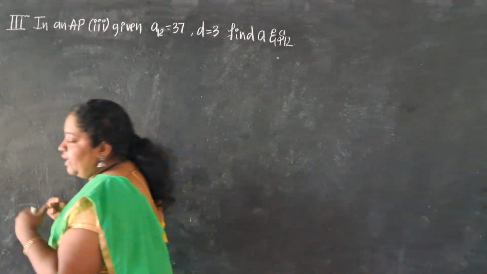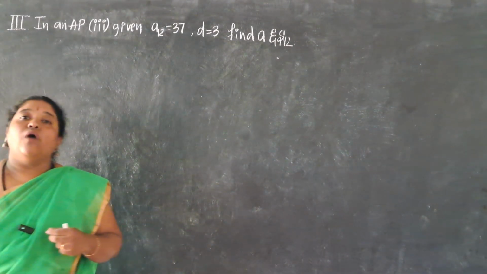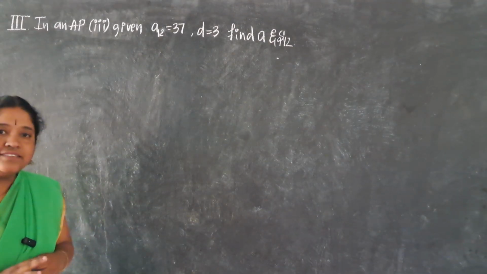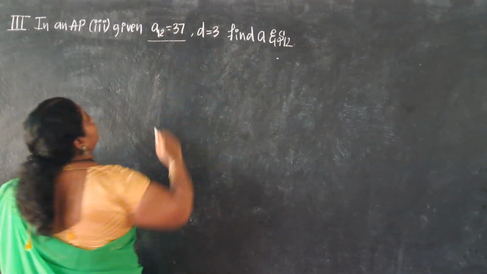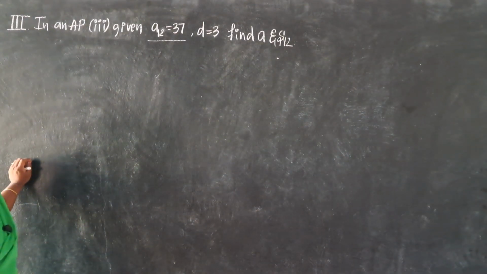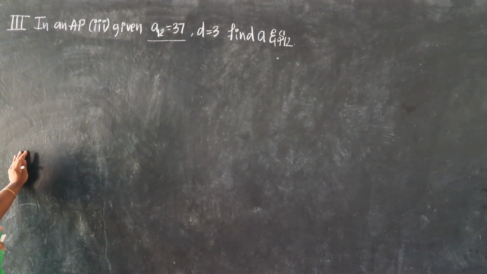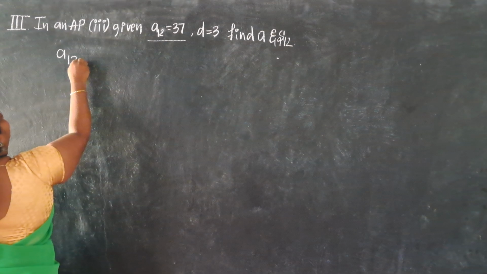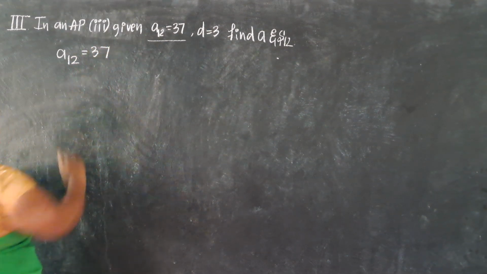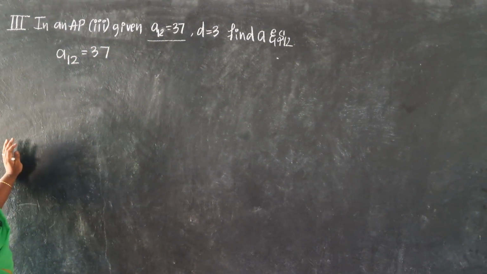In the last question itself I told you how to simplify. First I'll take A12 is equal to 37. First I'll write that in the simplified manner, because that is the procedure I have to follow. It's a little time consuming. Now look at the board. I'll write A12 is equal to 37.